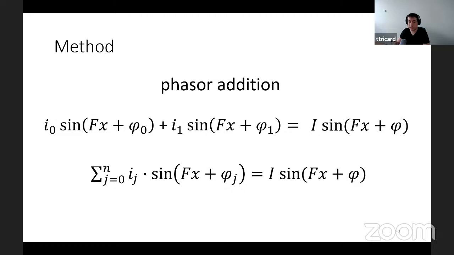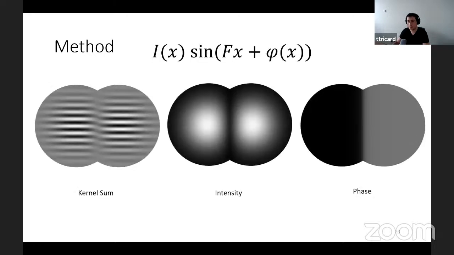So if you generalize that to an infinite sum of sine waves with different intensities and phases, a bit close to what the Gabor noise is, we can reformulate that to an intensity times a sine wave also. Thus, in the end, we get this function that also describes the Gabor noise, which is an intensity field, which is a function of x, a phase field, which is a function of x, and just a sine wave in the middle.